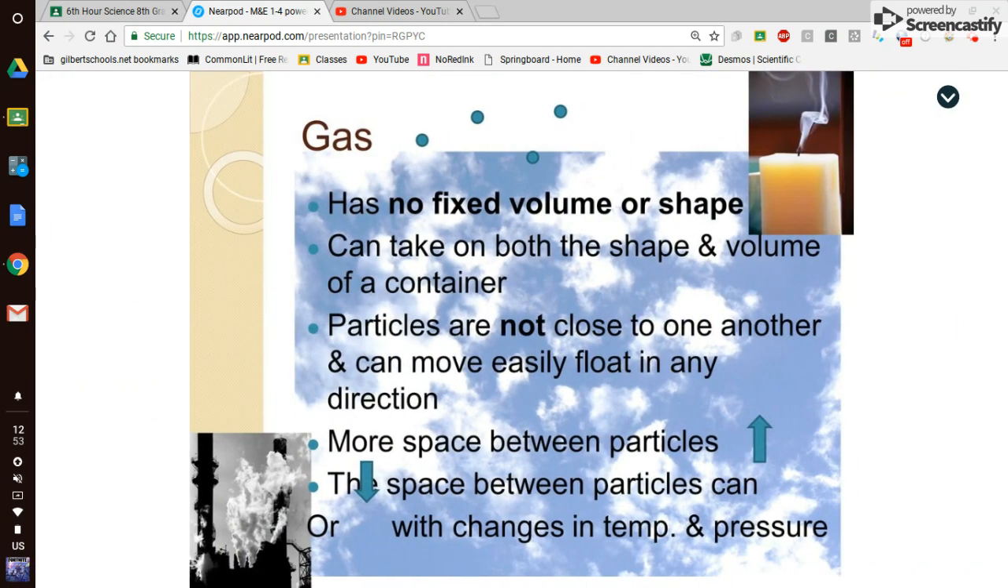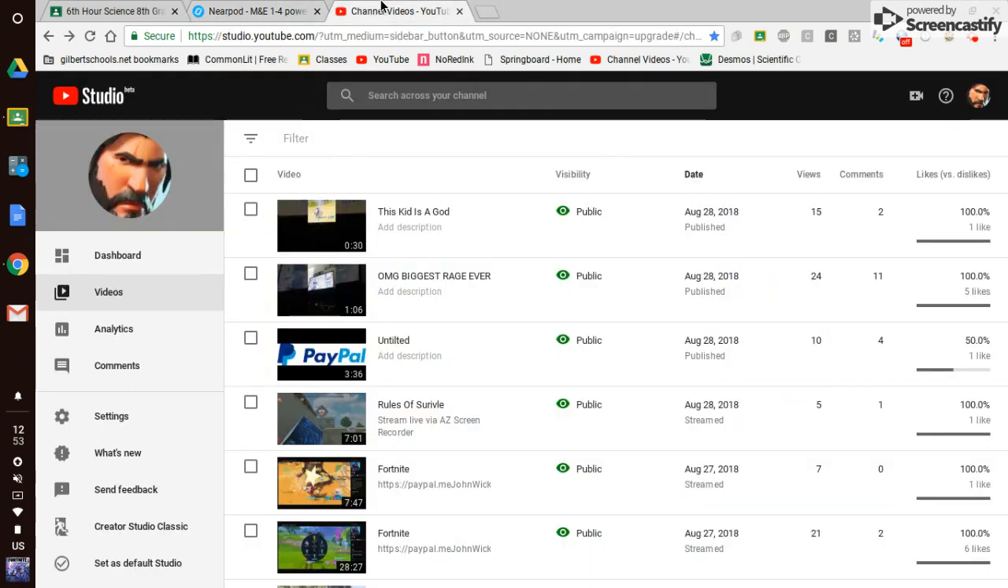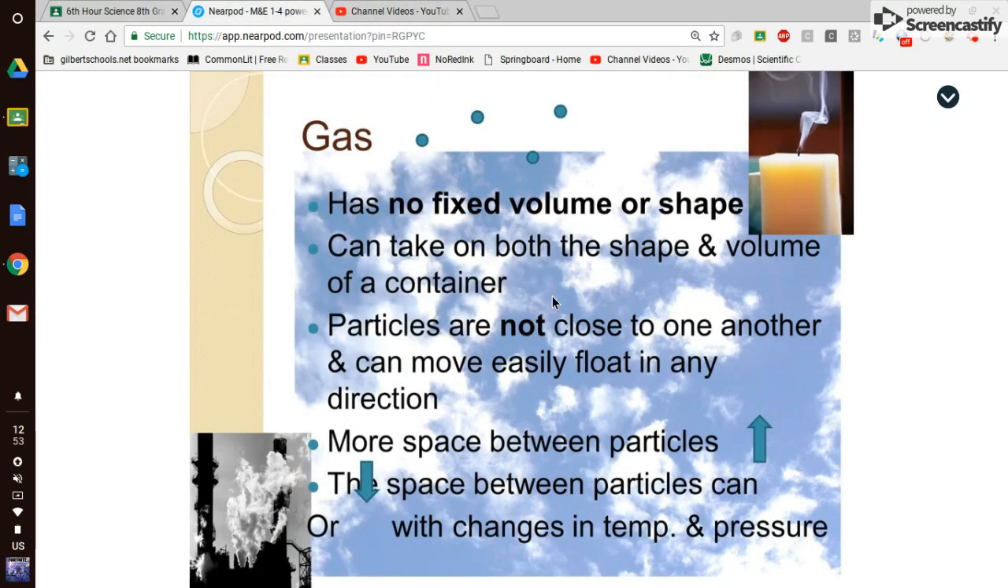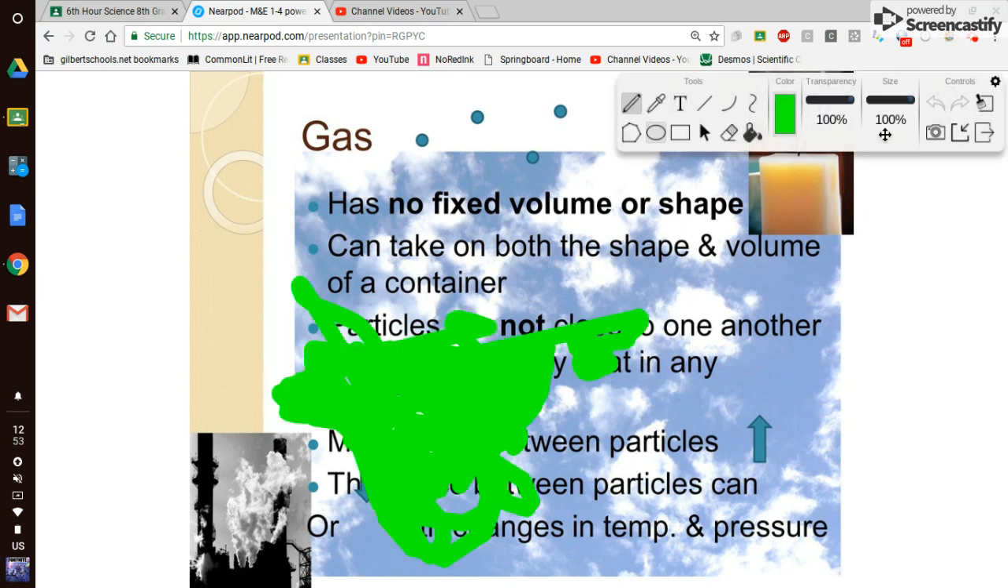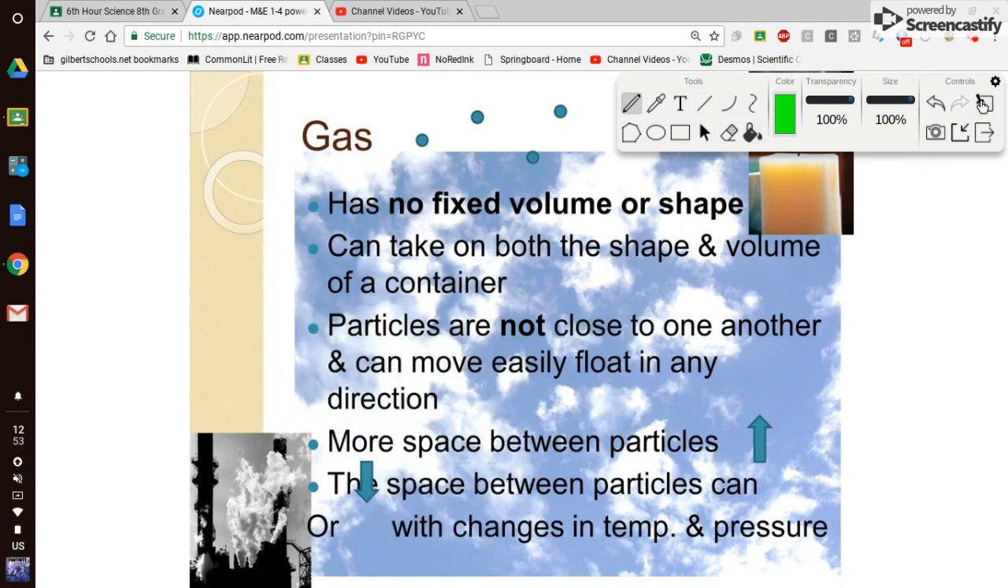All right, for gases, look at the dots now. There's only 4. We've been seeing 9 as the example. It does not mean that the other 5 just disappeared. What it means is with gases, the way that they work is they will move freely. They can go as far as they can travel with whatever space is available.